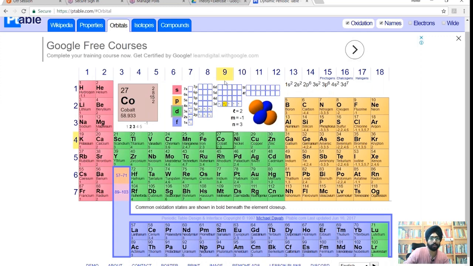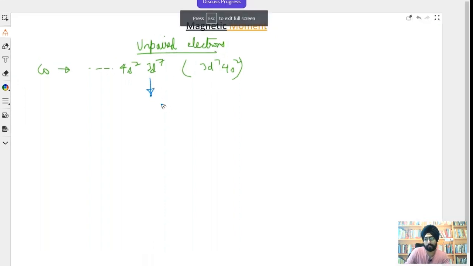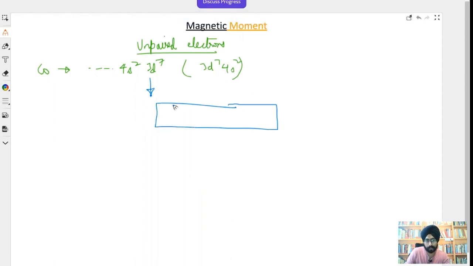So for cobalt you have 4s2 3d7, or if you want to write it in a better manner, 3d7 4s2, however you want to write it. Now if I draw the 3d subshell and try to fill the electrons in it, here I will have 1, 2, 3 and 4. So I've made 5 boxes over here.